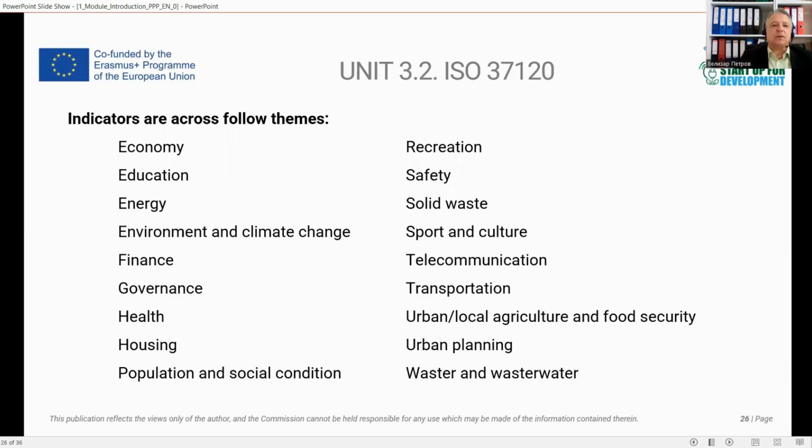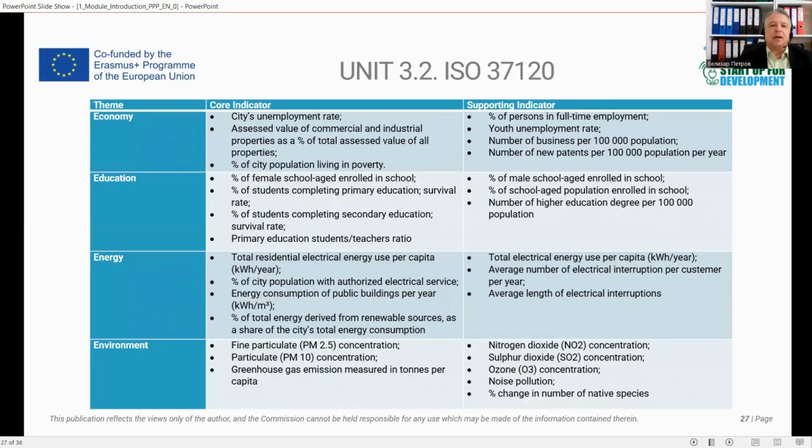Indicators across the following themes: economy, education, energy, environment and climate change, finance, governance, health, housing, population and social condition, recreation, safety, solid waste, sport and culture, telecommunication, transportation, urban/local agriculture and food security, urban planning, waste and wastewater. Here you can see some examples of indicators and supporting indicators in some of the themes.